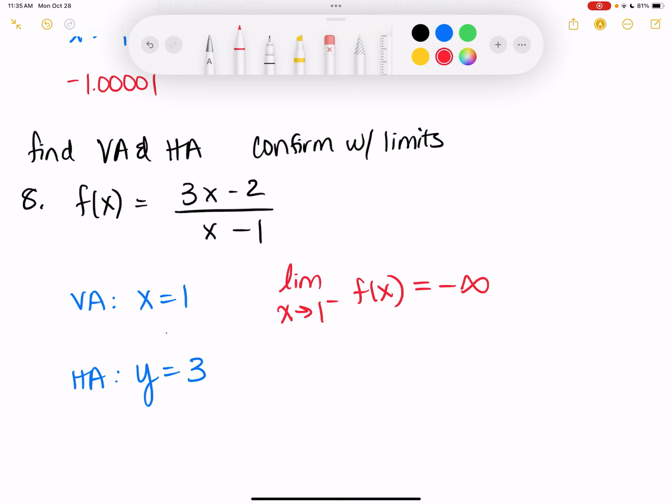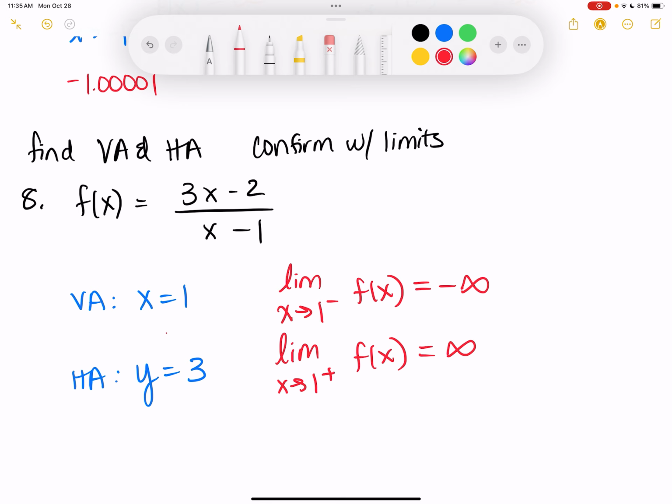So I've got 3 times 0.9999 minus 2 over 0.9999 minus 1, negative number. So negative infinity. The limit as x approaches 1 from the right of f of x would be something like 1.00001. So where's this one going? Positive infinity, because that's going to make this down here positive, and that number would be positive.